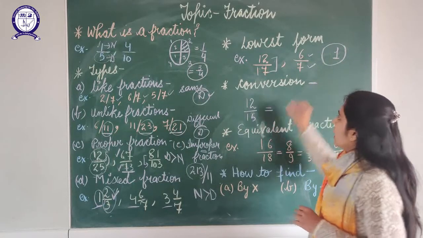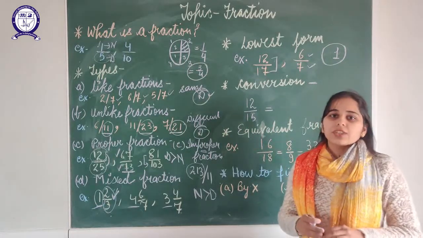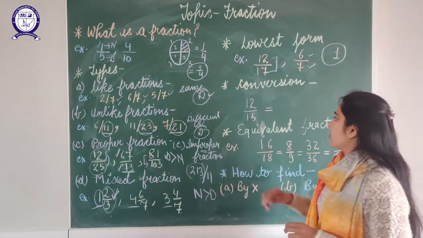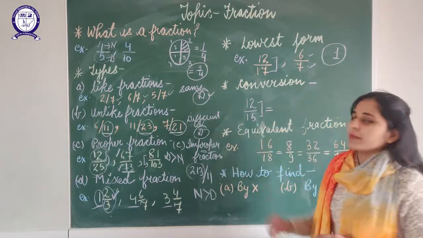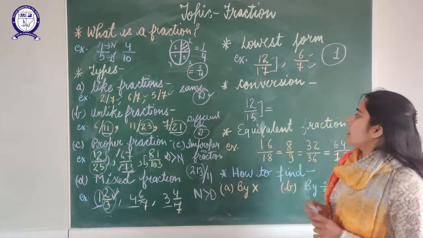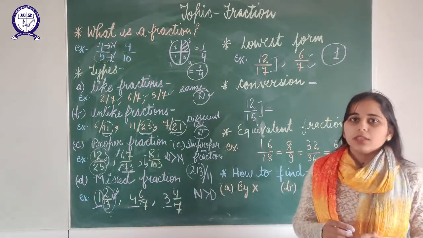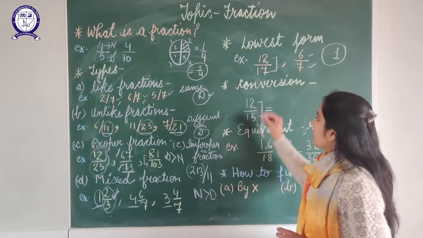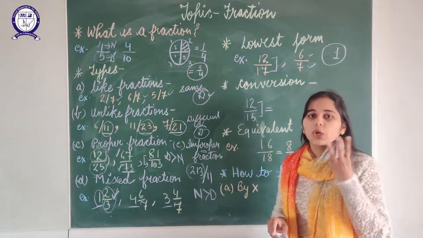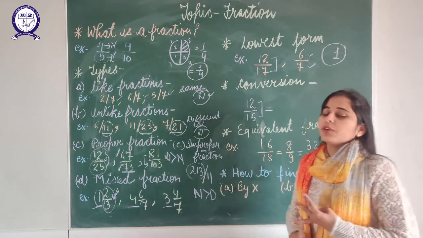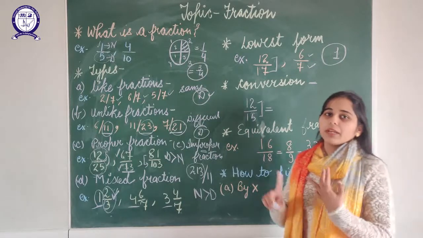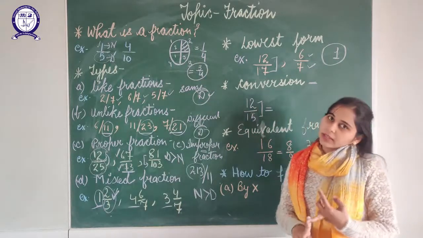Now conversion. Conversion of any fraction to its lowest term. How will we convert any fraction to its lowest term? We will divide the numerator and denominator by the same number. Here we have 12 by 15. This is not in its lowest term. Why? Because 12 and 15 have 1 as their common factor, and also 3 as their common factor. So to be in the lowest term, the fraction should not have any common factor other than 1.